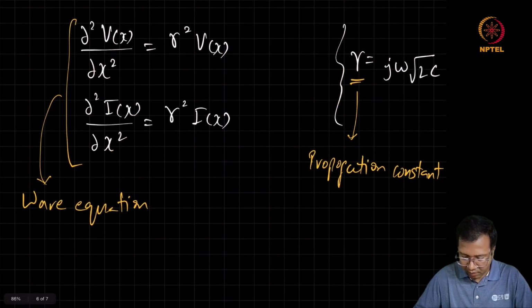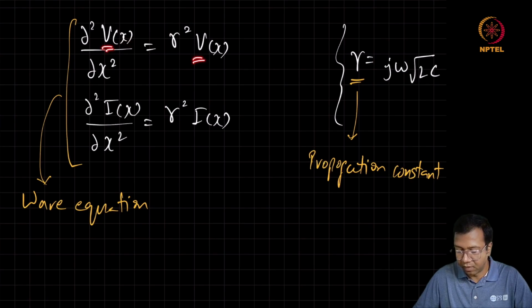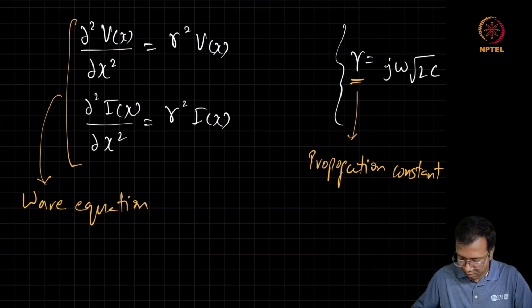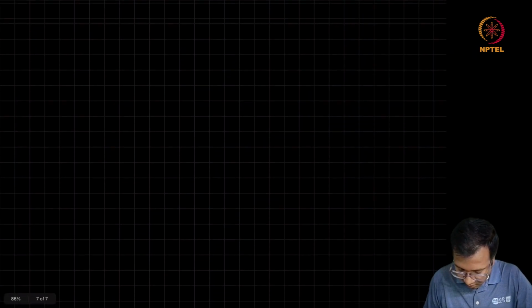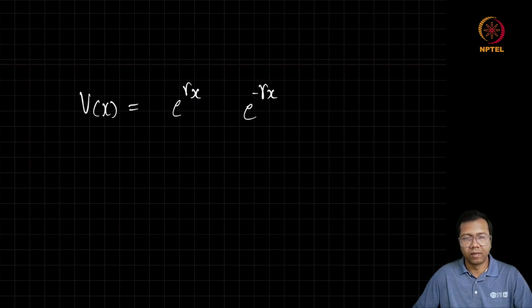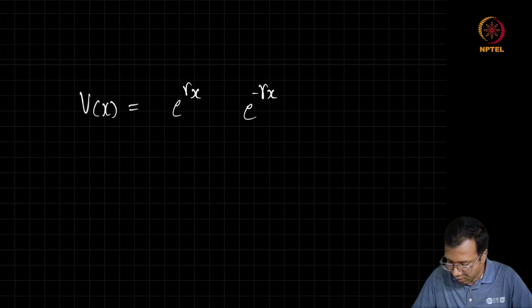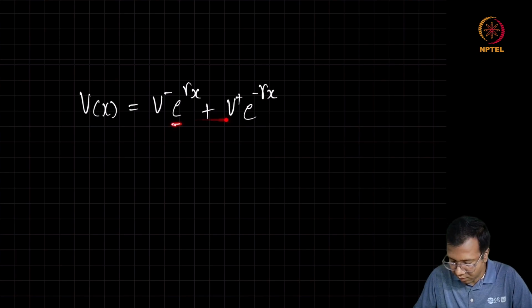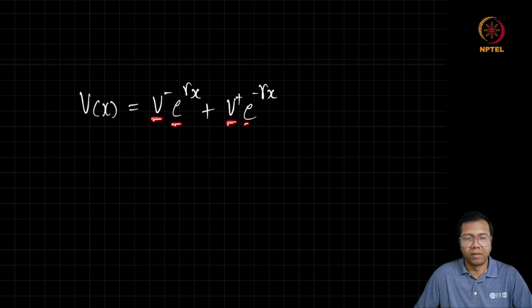So this pair of differential equations, we already know, have a general solution, where the double derivative of voltage is actually a scaled form of the voltage itself. They have a solution where the exponent can be of this form. Both of these solutions are possible. The general solution can be a superposition of these two solutions, and here I'm taking V minus and V plus as two constants.